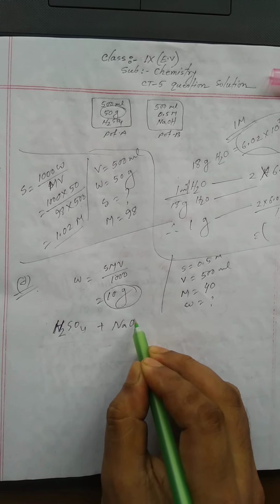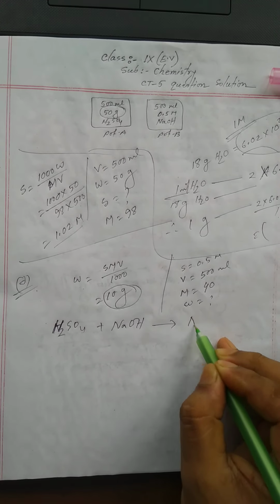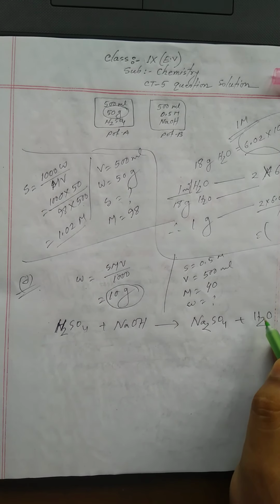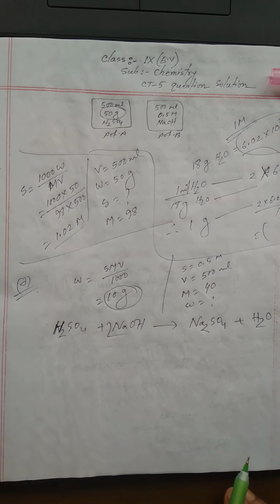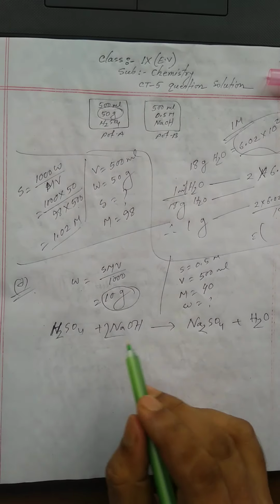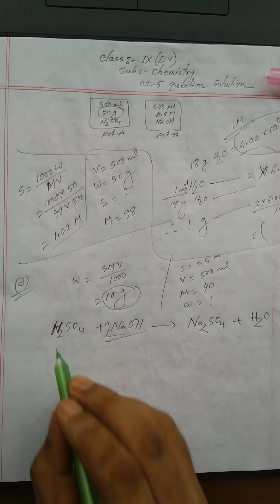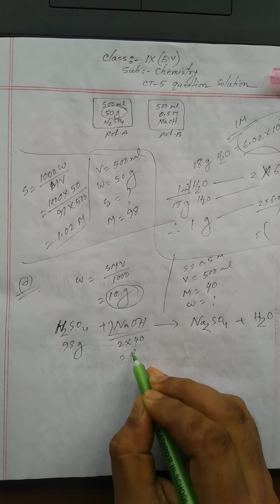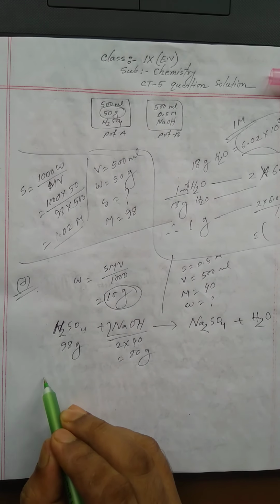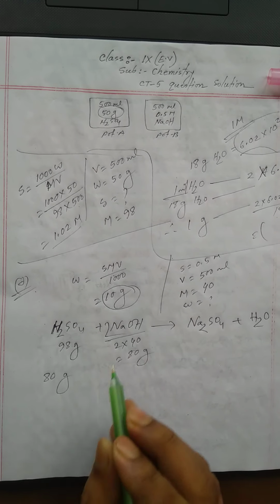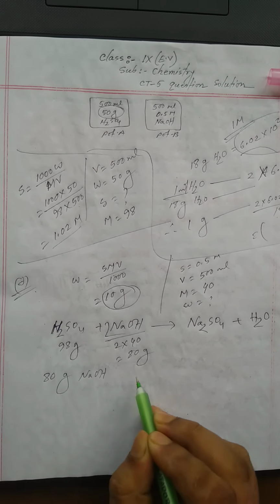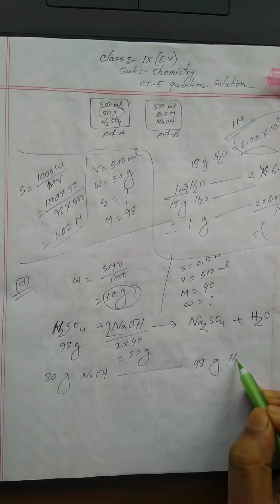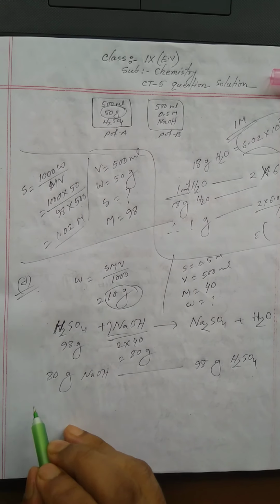H2SO4 plus NaOH gives Na2SO4 plus H2O. To balance, you have to multiply NaOH by 2. So 98 gram H2SO4 reacts with 2 into 40, that means 80 gram NaOH. So 80 gram NaOH reacts with 98 gram H2SO4.